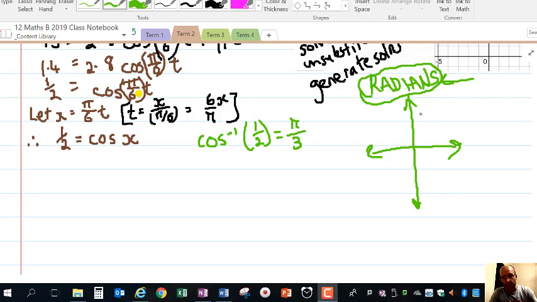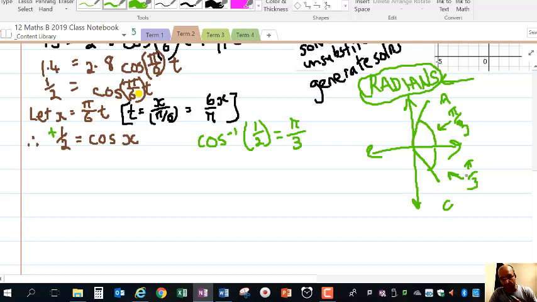So we know that cosine is positive in the first and the fourth quadrant. You can see the cosine value is positive. So we're looking at quadrants 1 and 4. So we have a pi on 3 there, sorry, pi on 3 there and there.